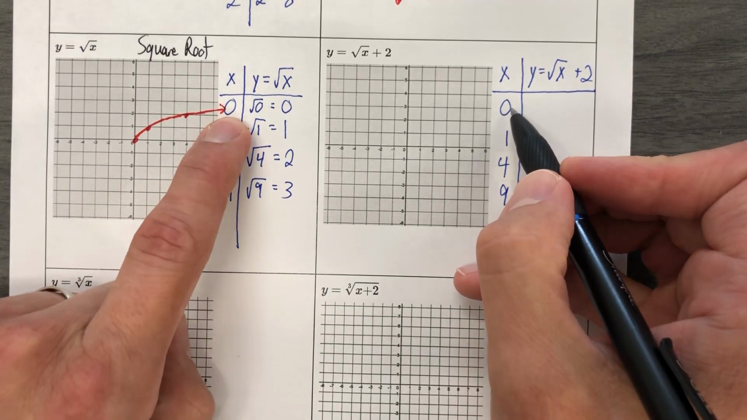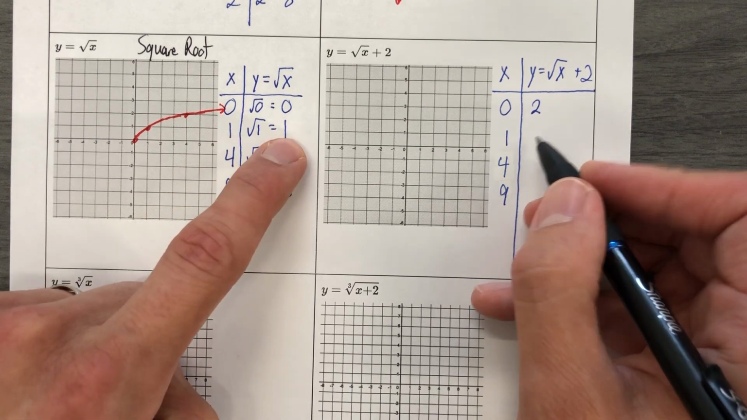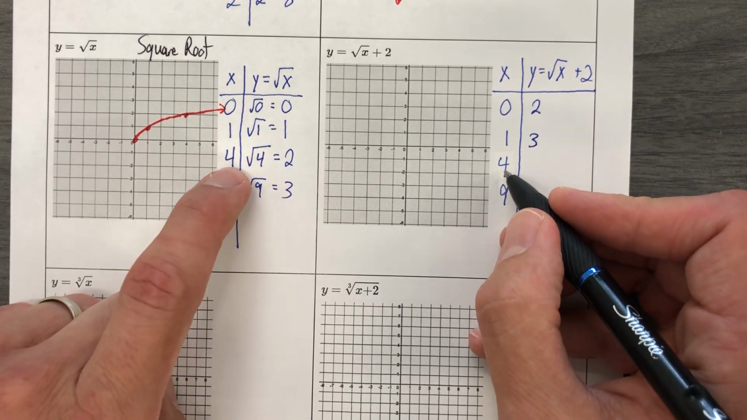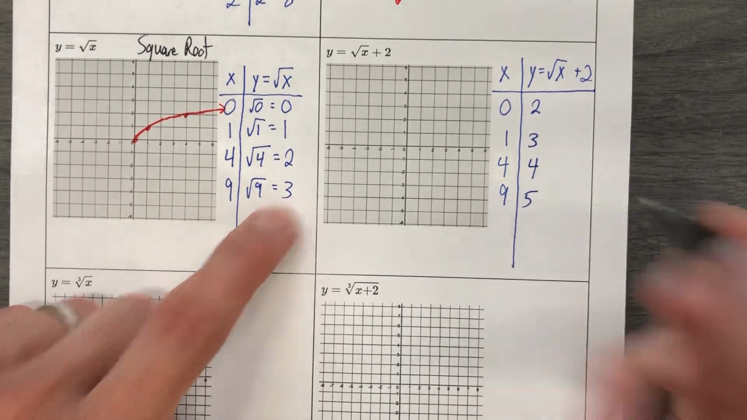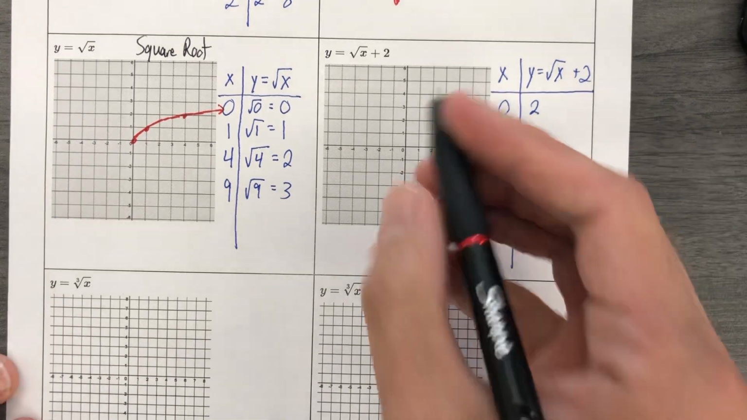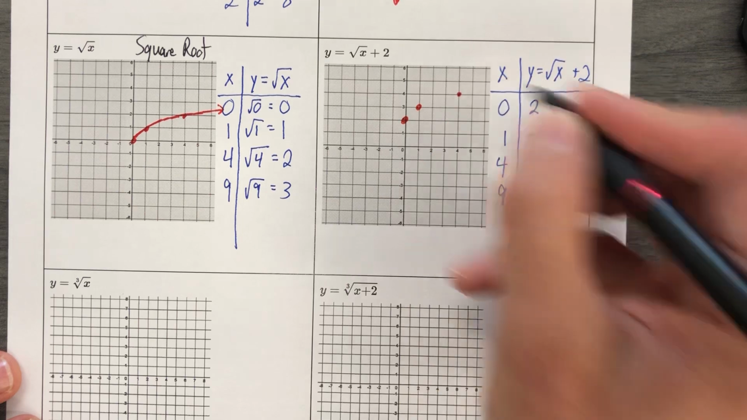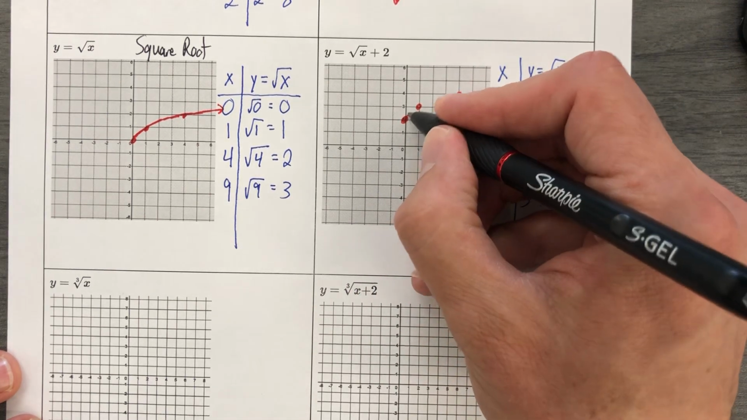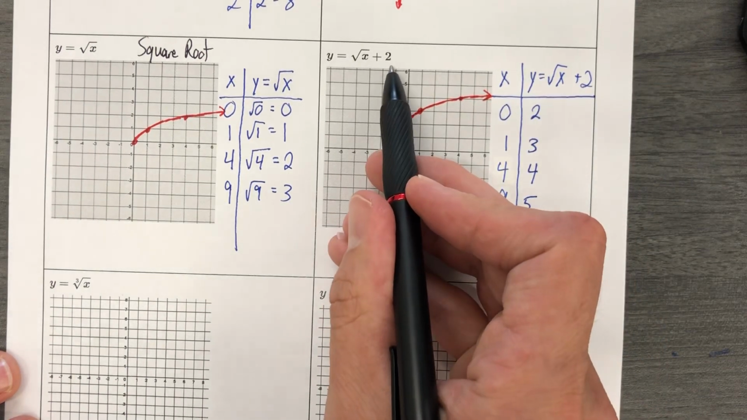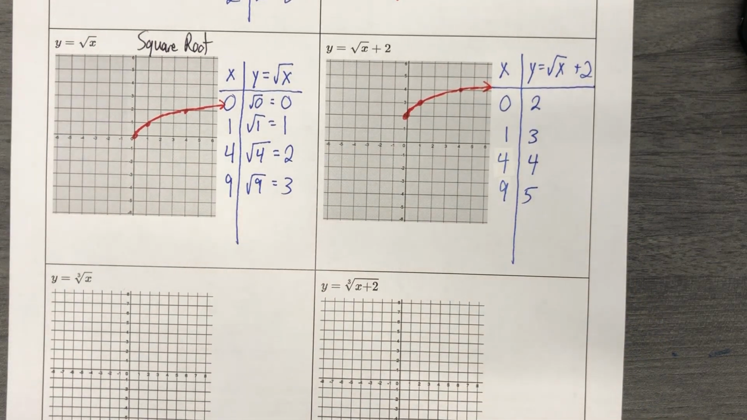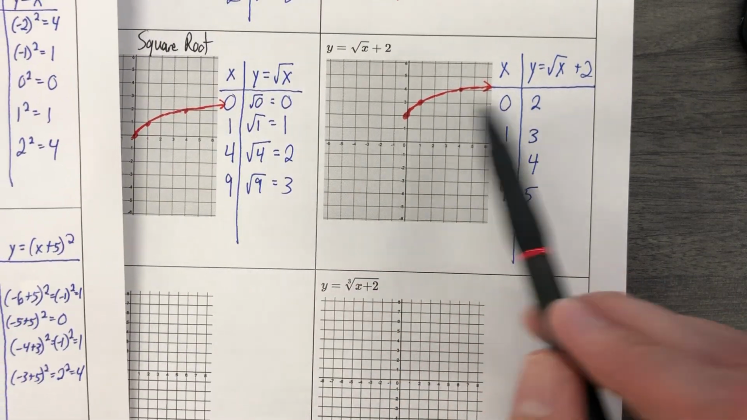When I plugged in a 0, over here I got 0. Well, now I'm getting 0 plus 2, that must be 2. And when I plugged in a 1, I got a 1, so it's 1 plus 2, which is 3. When I plugged in a 4, I got a 2, but it's 2 plus 2, which of course is 4. And then this will be 3 plus 2, which will be 5, which I won't be able to graph. Okay, so 0, 2, 1, 3, 4, 4, and then 9, 5. Can't graph that one. It's everything you just graphed in the previous problem. It's just shifted up 2. See? There you go. You've seen this before. And again, I want you to see the similarities between one leg of this quadratic and this graph as well. These are inverses of each other.